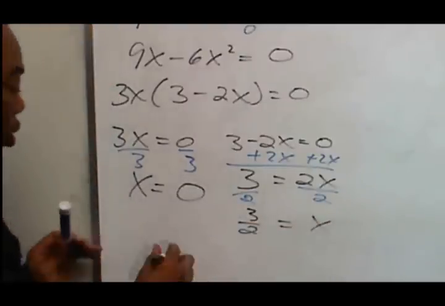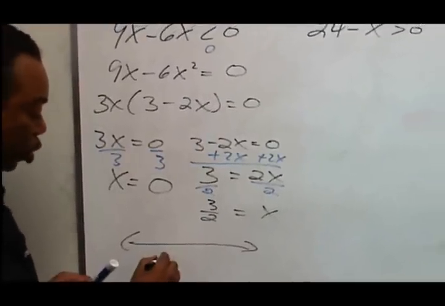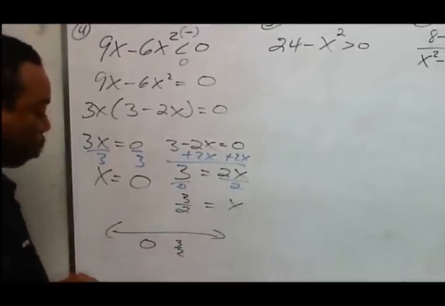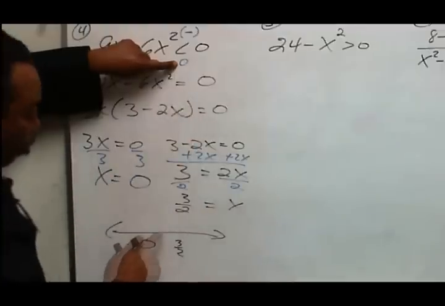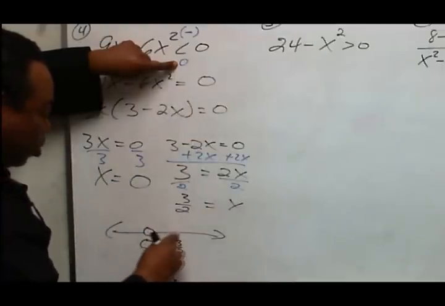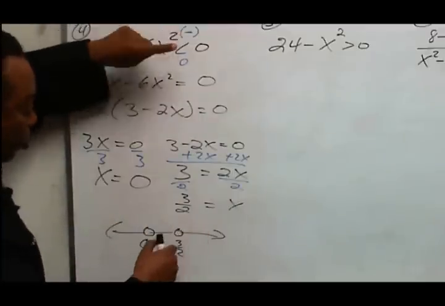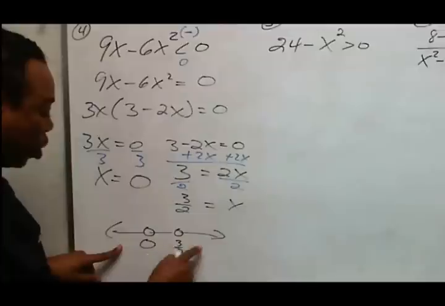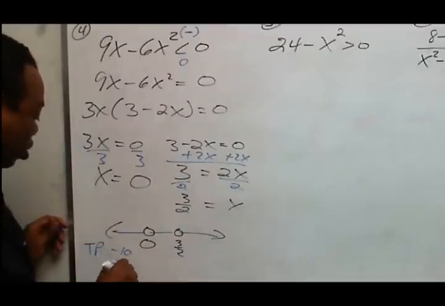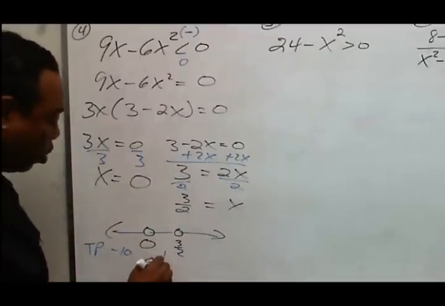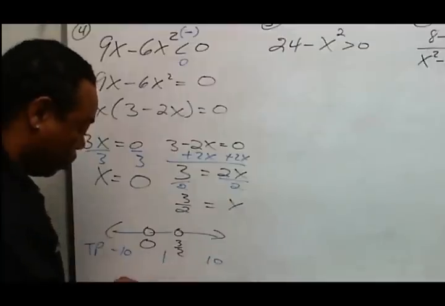So we have two solutions for x. I'm going to put both of those solutions on the number line in order. So we have a 0 and a 3 over 2. Now we'll go back to the original. The open means that both of these will have open spaces on the number line. And we're looking for negative portions on the number line. So I'm going to use test points to check each one of these areas out. This area, we'll use a test point of negative 10. Between these two, we're going to use a test point of 1. And after 3 halves, we'll use a test point of 10.